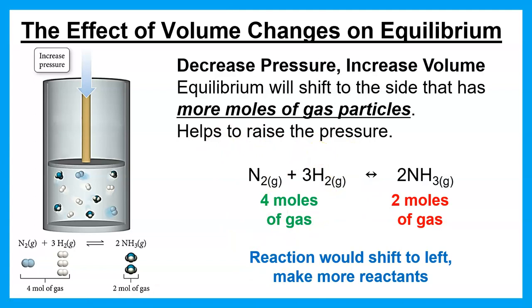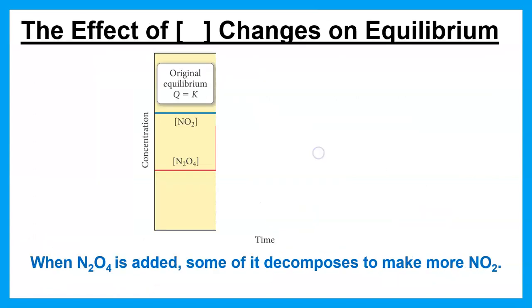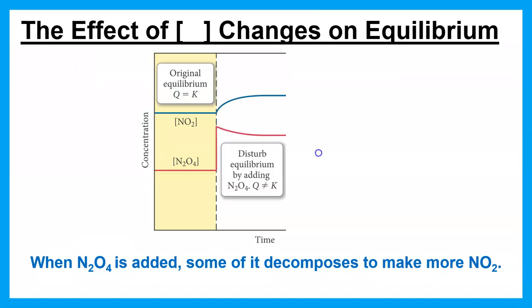I want to show you some graphs that I think emphasize the idea that we're reaching a new equilibrium, that we can't go back to where we started. So if we have this reaction here, and we add some extra N2O4, we dumped a whole bunch into the container. Well, that's not good. It wants to use some up. Some of it will decompose and turn into NO2. So you can see on the red line, the amount of N2O4 will go down a little bit, while the amount of NO2 goes up a little bit.